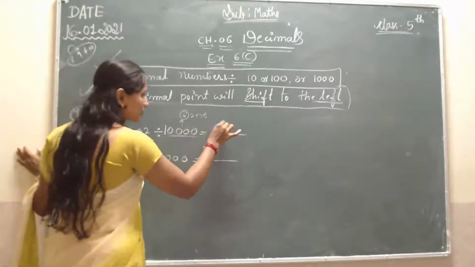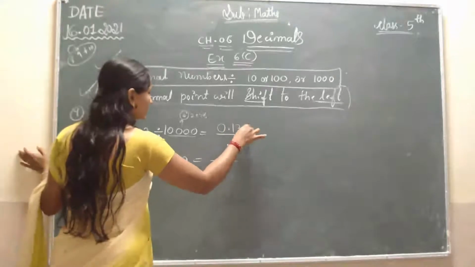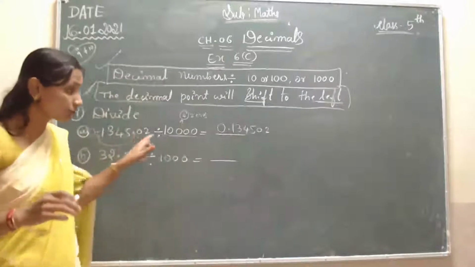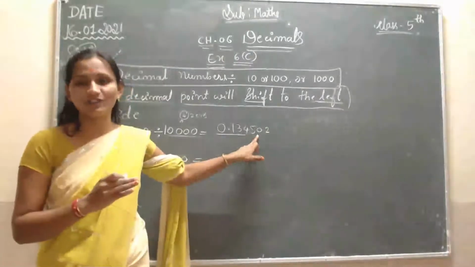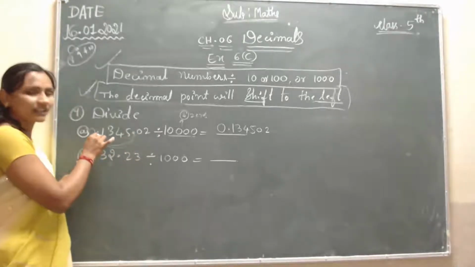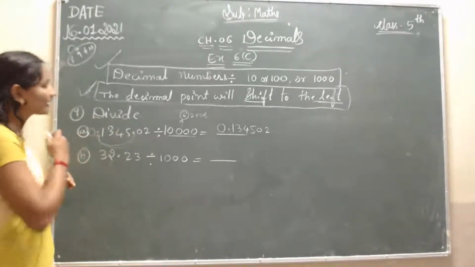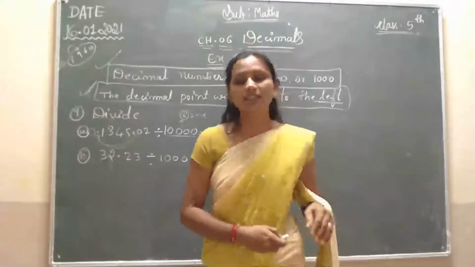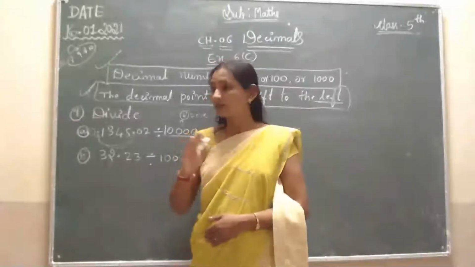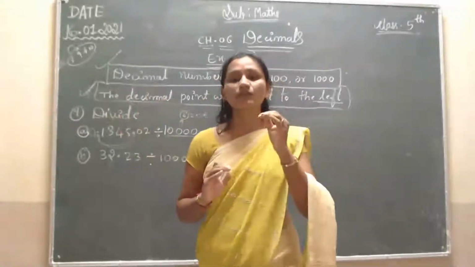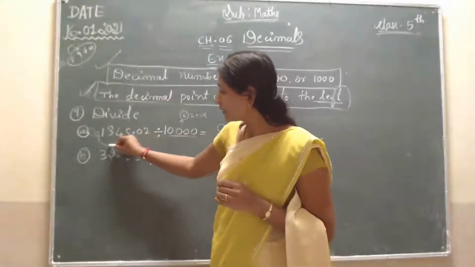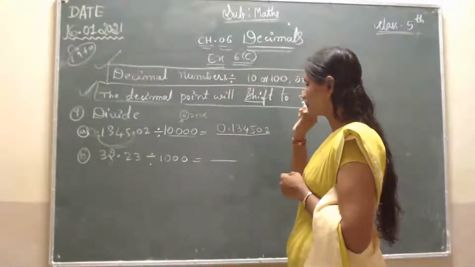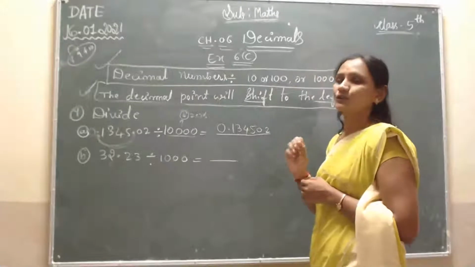So what is the result? 0.134502. Students, don't get confused and don't write the 5 afterwards. I already shifted the point to the left side, because the division is completed. After the division method is completed, the point has to shift to the left side. So we will get the answer: 0.134502. So this is the answer.